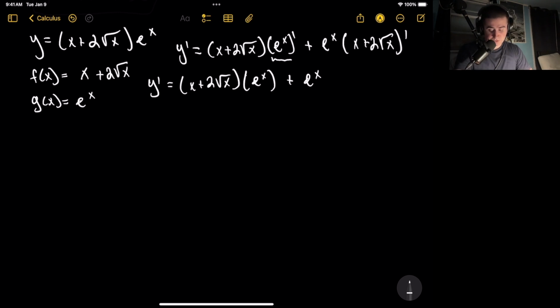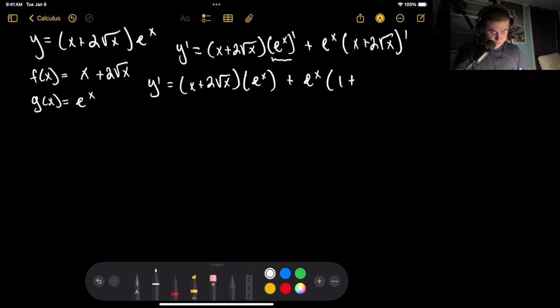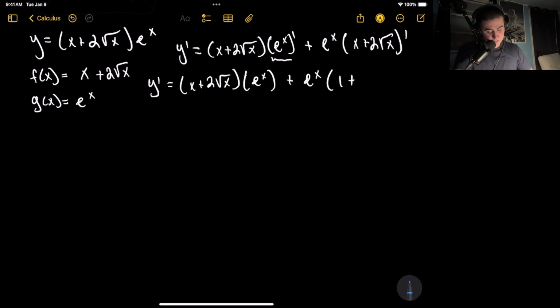X plus 2 root of x is going to be just 1 plus, and then I'm going to do the work over here on the left side. So the derivative of 2 root x, we can use the constant multiple to factor out that 2. So we have 2 times the derivative of the root of x, and the root of x could be rewritten as x to the half power.